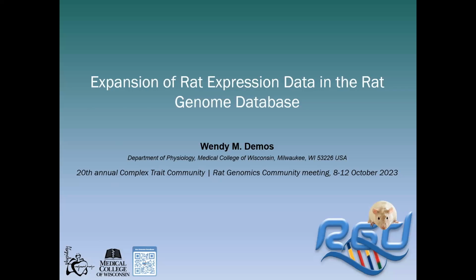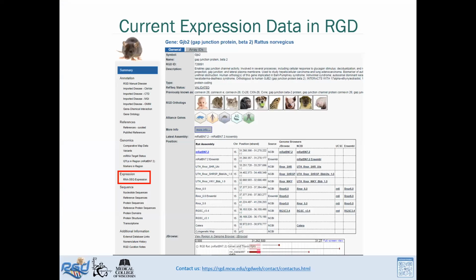I'm a curator for the RGD, and today I'm going to talk to you about even more data that we're starting to bring into the database. We're bringing in more rat expression data. RNA-seq expression values for 5 species from EBI's Expression Atlas and NCBI's GEO have been imported and they're displayed on the RGD gene pages.